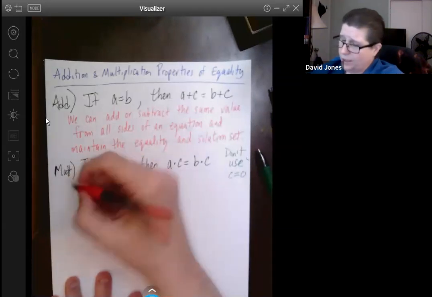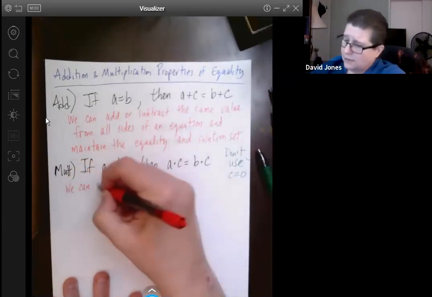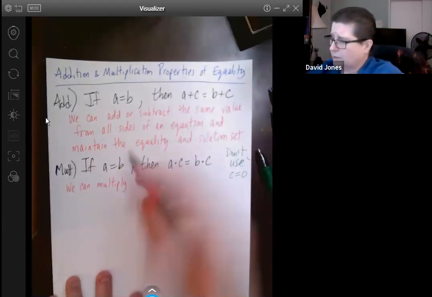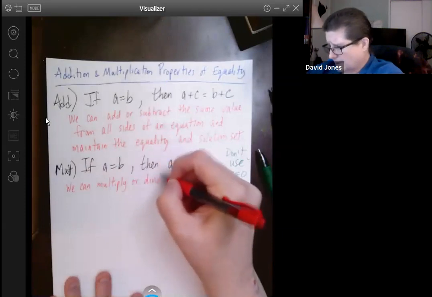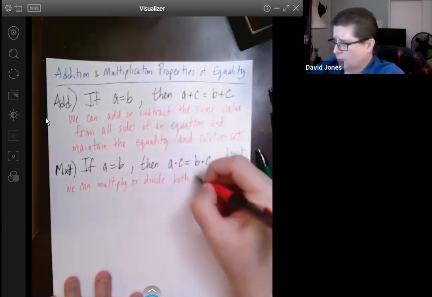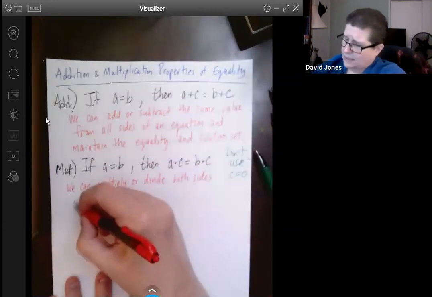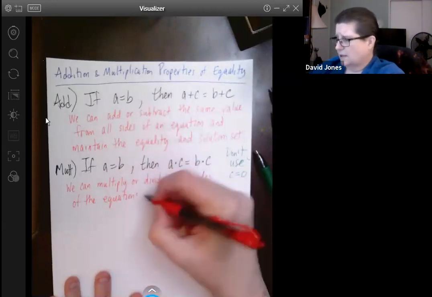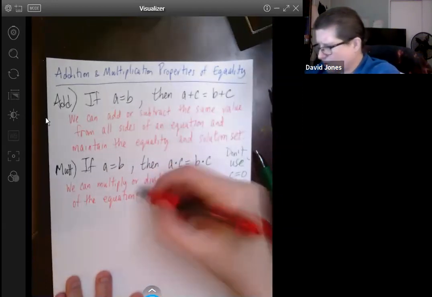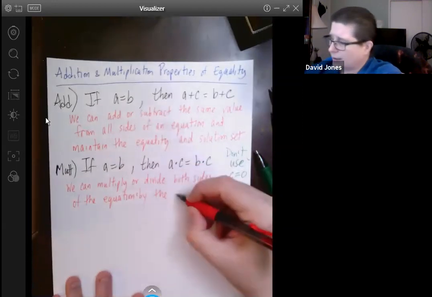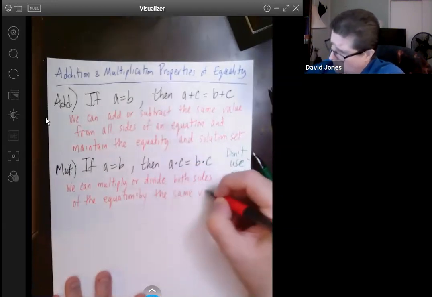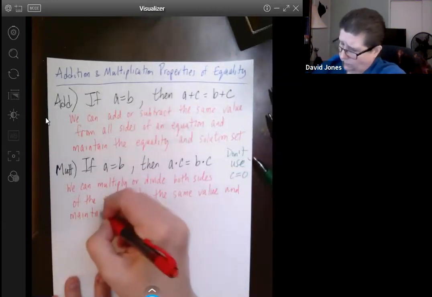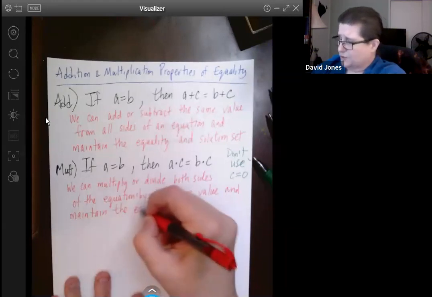And this is the same thing. We can multiply, which means we can divide, because division is just multiplication of the reciprocal, both sides of the equation by the same value. Multiply both sides of the equation by the same value and maintain equality, the equality and solution set.